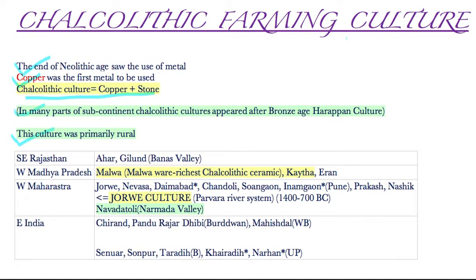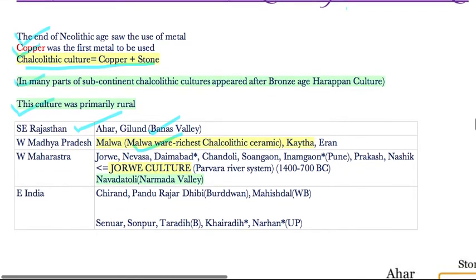In southeastern Rajasthan there were two sites, Ahar culture and Gilund culture, which were in the Banas Valley. Banas is a river there, so the Banas Valley had these two sites. Then in western Madhya Pradesh we had Malwa, Kayatha, and Eran culture. Malwa ware is very famous because it is one of the richest ceramics of that period.